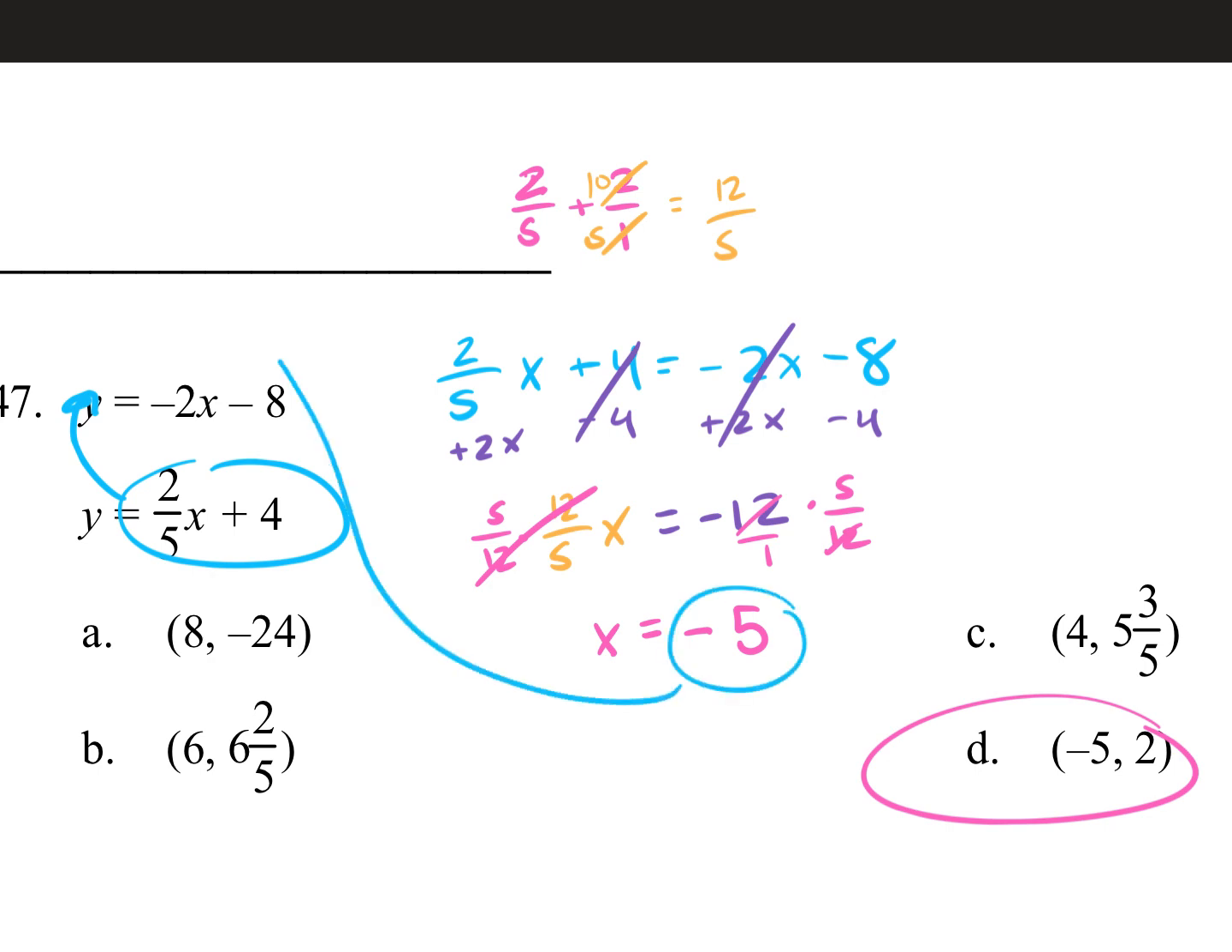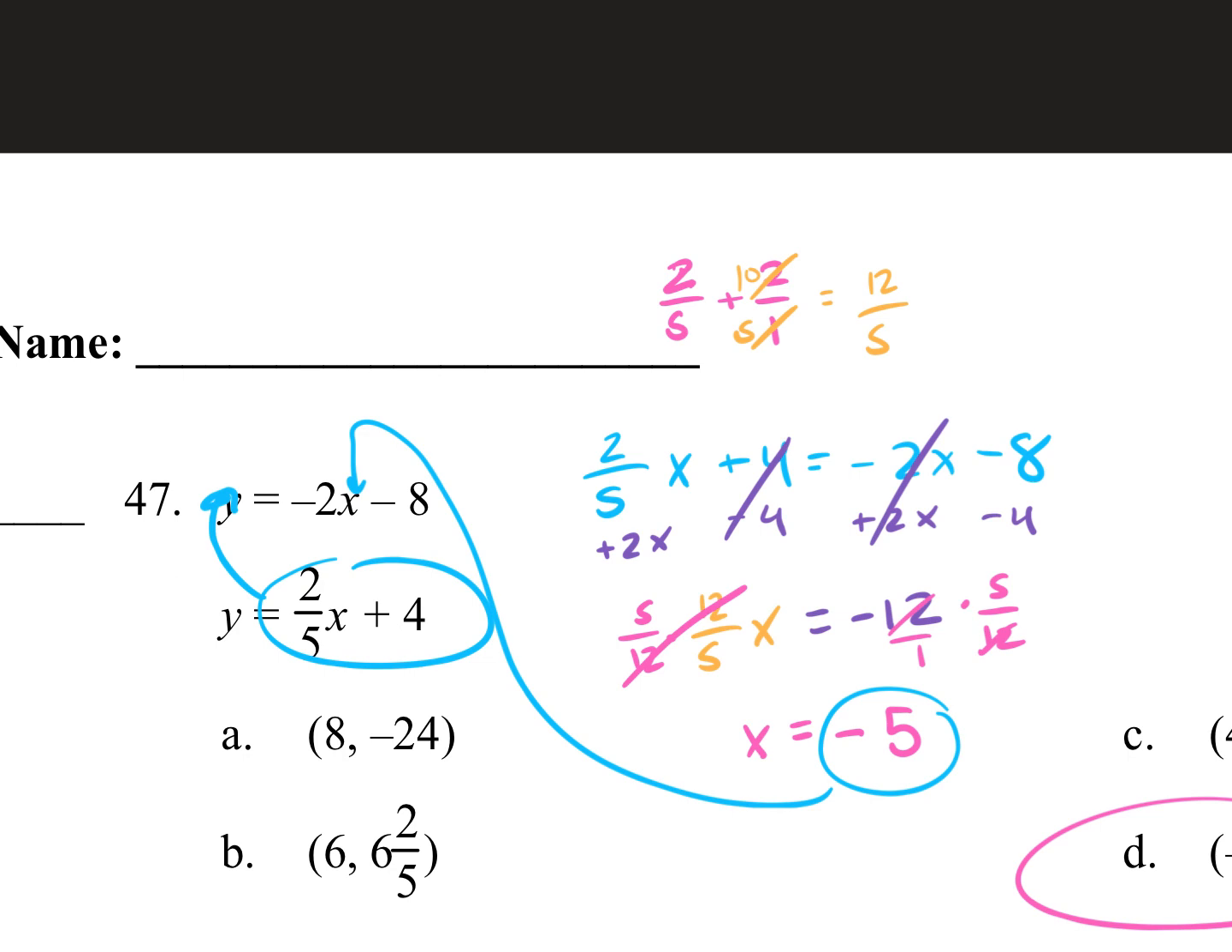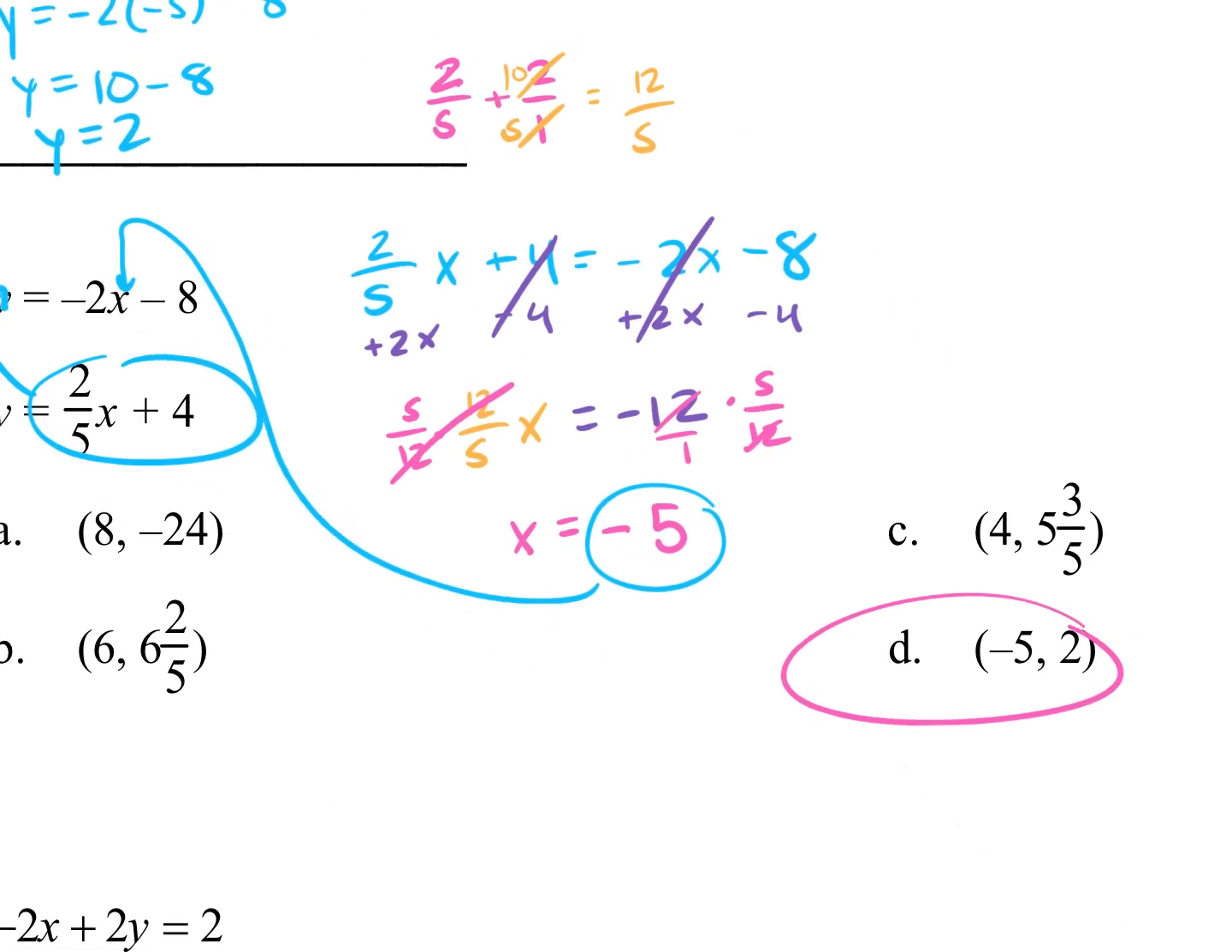We can plug it into x just to be super sure. So I would take negative 5. Definitely plug it into the first one, that way you don't have to deal with fractions. So if y is equal to negative 2 times negative 5 minus 8, y is equal to 10 minus 8. So that means y would be 2, which just confirms that D is the right answer choice.